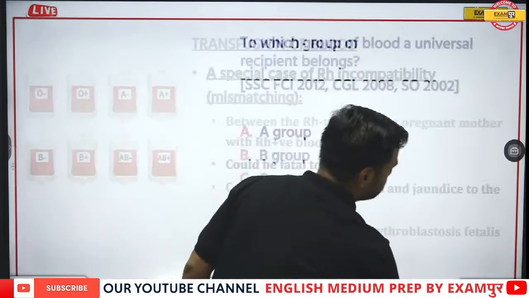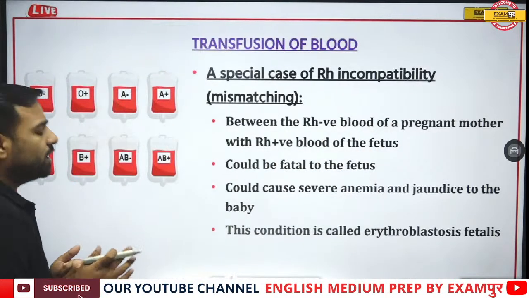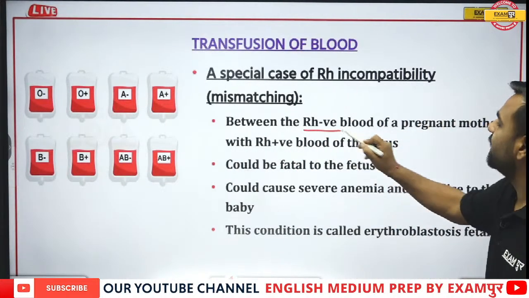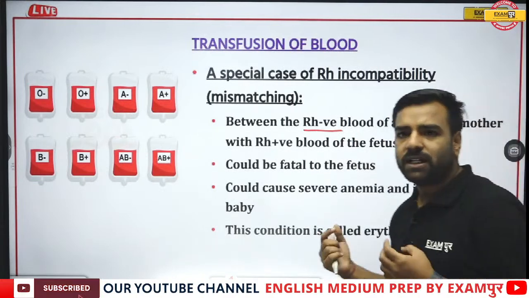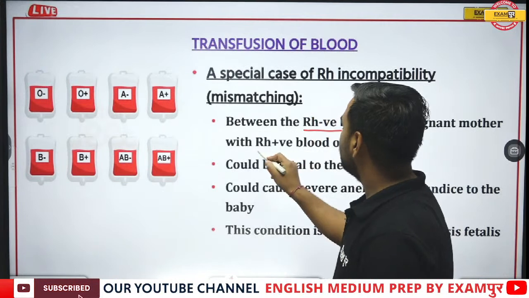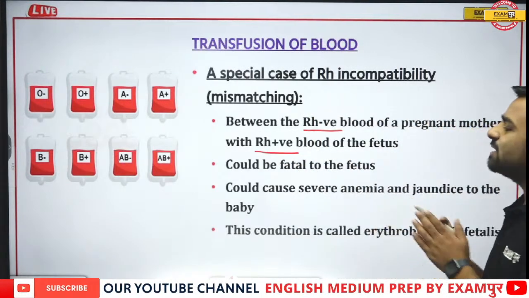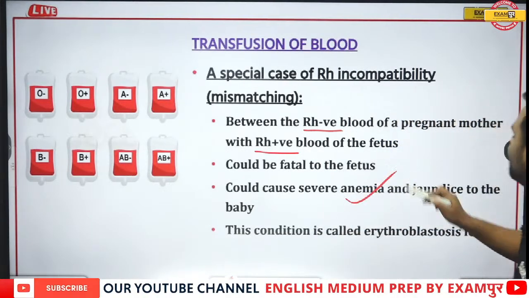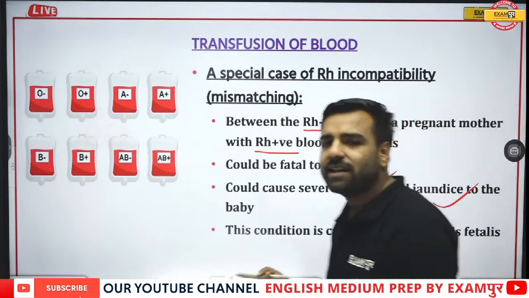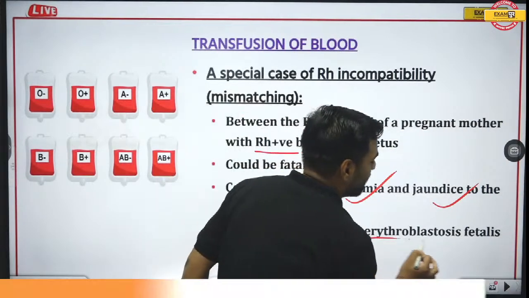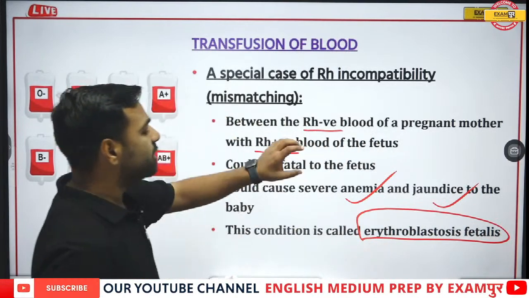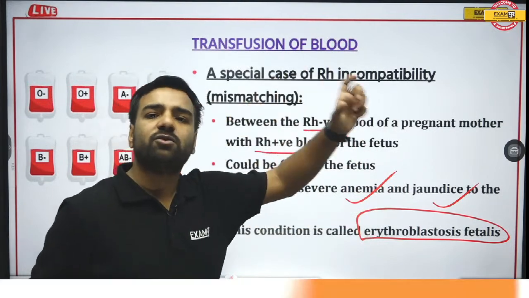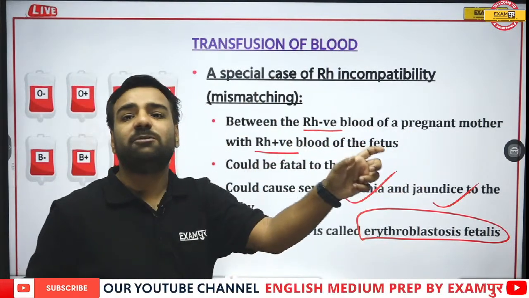Moving forward now. Talking about the transfusion of blood, now there may be an issue. What issue? If the mother is Rh negative and there's a baby, that is a fetus, we are talking about the small baby, if his blood group is Rh positive, this could be fatal for the fetus. How? It can create anemia or jaundice in the baby and this condition is known as erythroblastosis fetalis. So in the examination it is asked, if there is an issue of erythroblastosis fetalis, what is the specific condition for that?